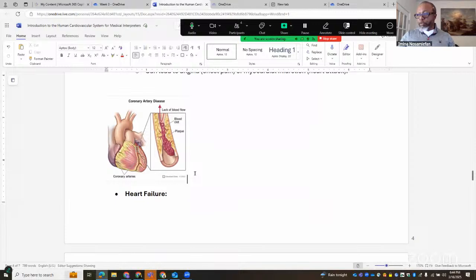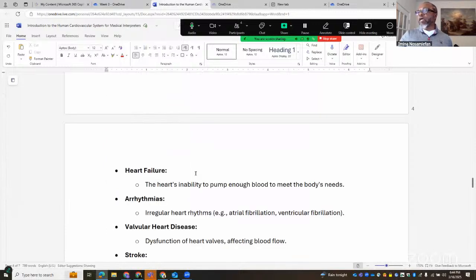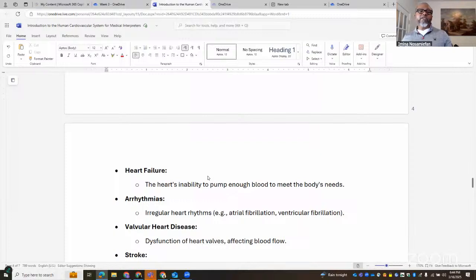The other thing that we can have is heart failure. Heart failure is when the heart is weak. The heart is a muscle, so when the muscle becomes weak for whatever reason, you have heart failure. The heart is unable to pump enough blood to meet the body's needs.